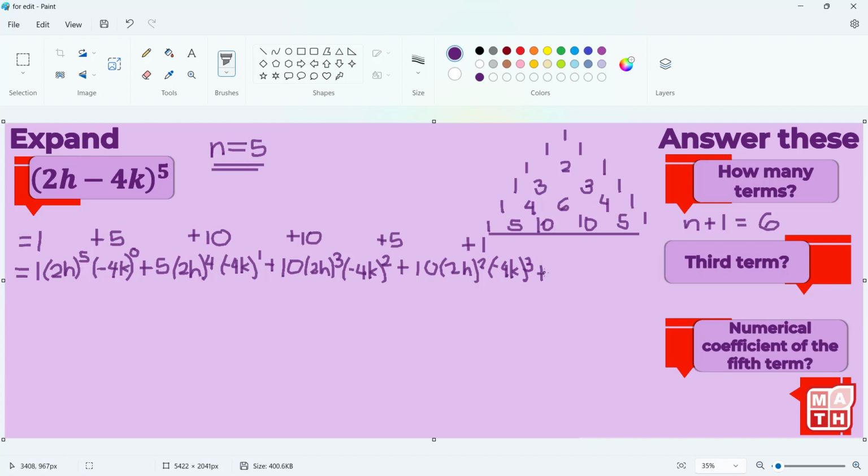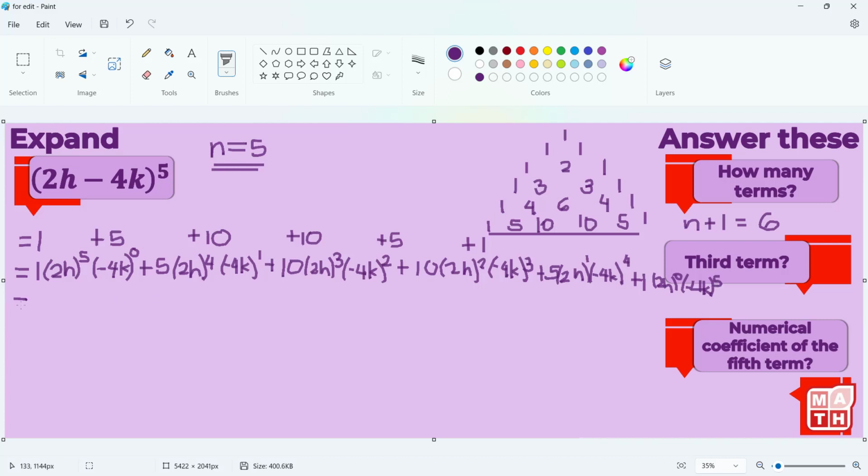Hoping that we still have space here, but if we could take the space, then we still have space for the answer here. So 5, your 2h will have 1, while your negative 4k will have an exponent of 4. And finally, plus 1, that's 1 there. Your 2h will be raised to 0, while your negative 4k will be raised to exponent of 5.